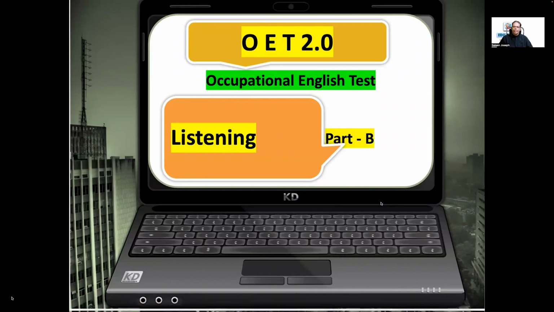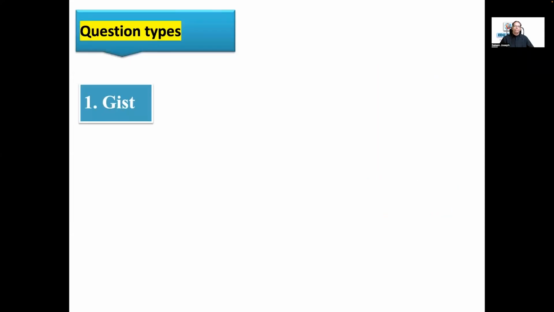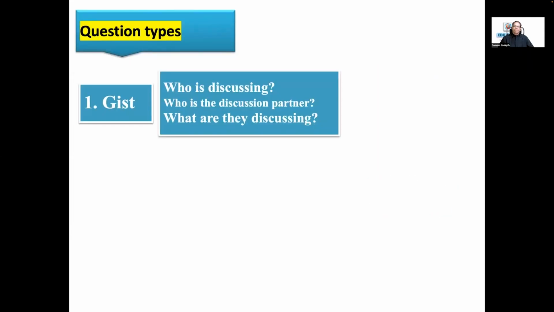Okay. Listening Part B, key skills. You have almost 2 minutes for each question, dialogues or monologues, and maybe you'll have to complete it within 10 minutes, which is an easy task, which I'll let you know now. 3-option MCQs and 10 minutes time. And the question type is gist. You have to understand the gist, the general meaning of the text. I'll be explaining how easily you can understand the general meaning. Gist means who is discussing. You should understand who is discussing, explaining or speaking. Who is the discussion partner, or what are they discussing?